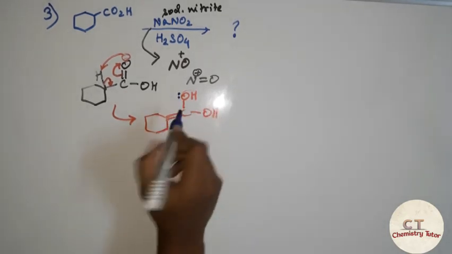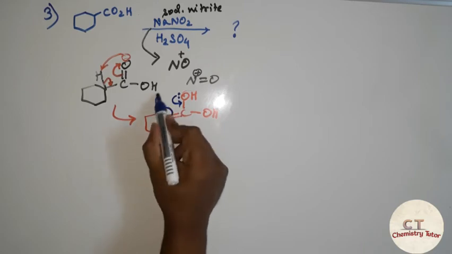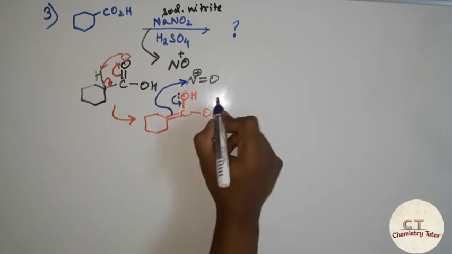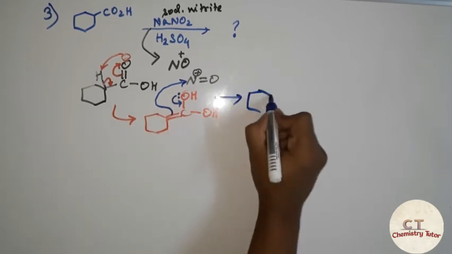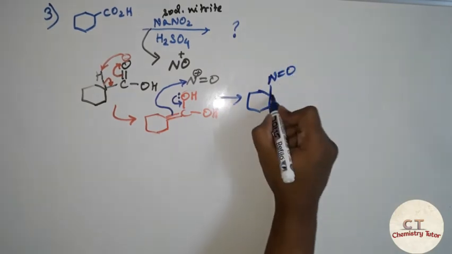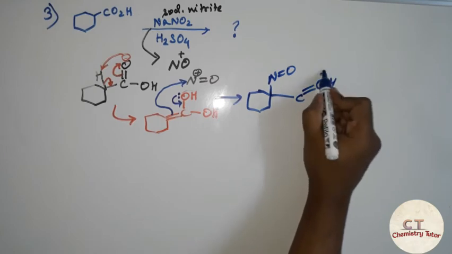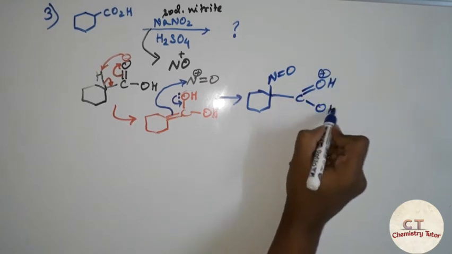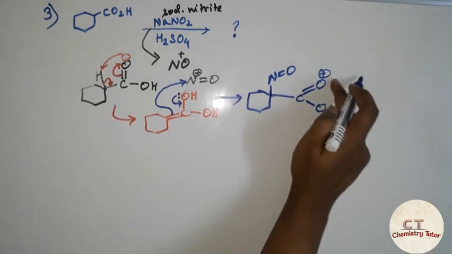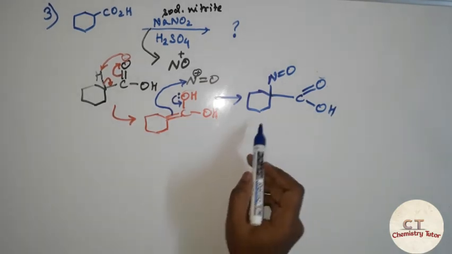This lone pair on the oxygen atom is going to form a bond first, and this acts as a nucleophile and then attacks the electrophile, and we are going to get our product as N double bond O, and here C double bond O, OH with a positive charge, and OH. In the next step this hydrogen is going to get removed and there will be no positive charge, it becomes neutral. So this is the final product.